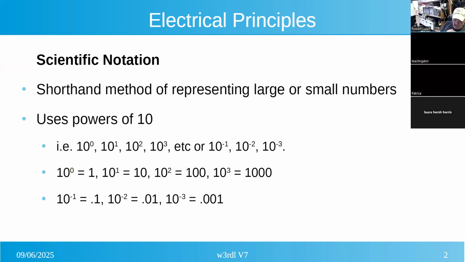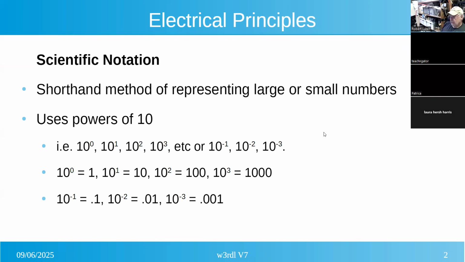If we have a negative power, then it becomes a value less than 1. So 10 to the minus 1 is going to be 0.1, and 10 to the minus 2 is 0.01. So it's really the reciprocal of the positive power.